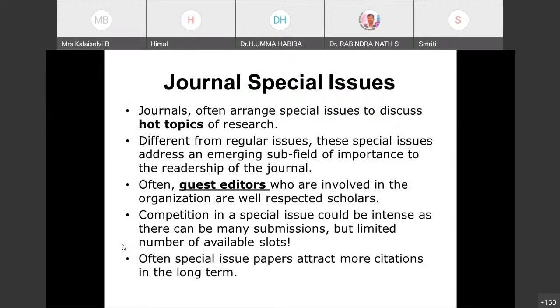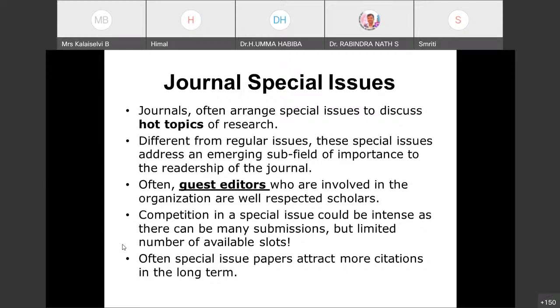So, there are other kinds of avenues where you can publish, and one avenue that I can talk about is the journal special issues. If you talk about journal special issues, every field that you work on has some kind of hot topics. Hot topics means topics that are of high current popularity.